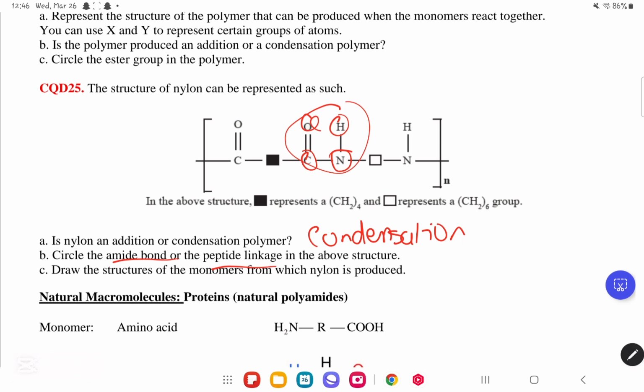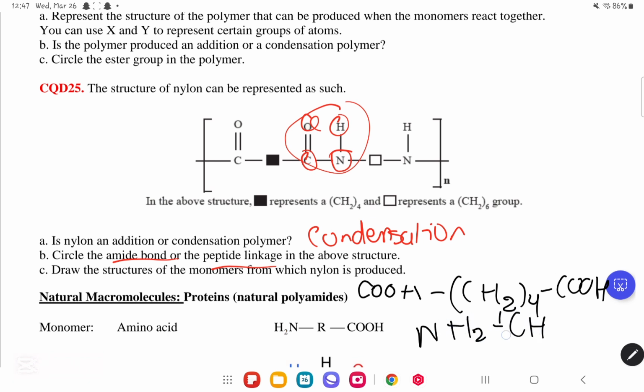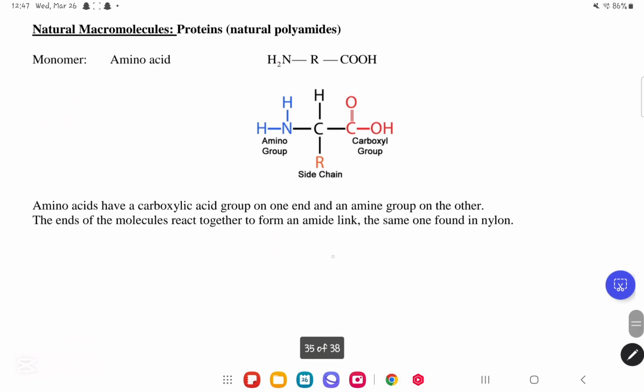Now there are the structures of the monomers from which nylon is produced. We're going to take them into two different groups. We have this one over here, COOH, single bond (CH2)4, single bond COOH, and the second group is NH2, (CH2)6, single bond NH2. So that is it for CQD number 25.